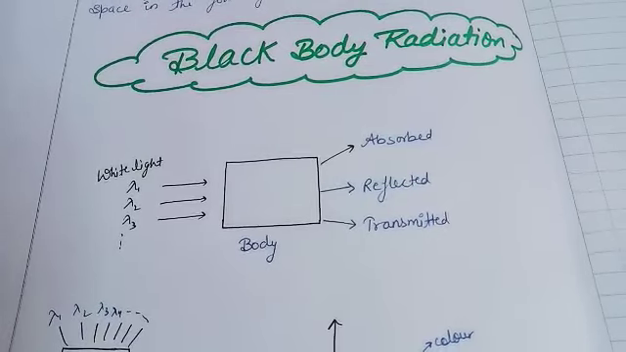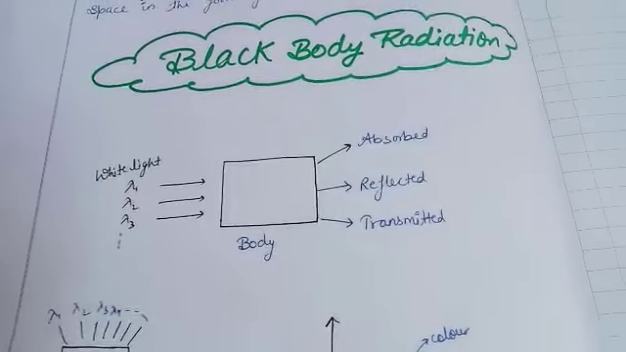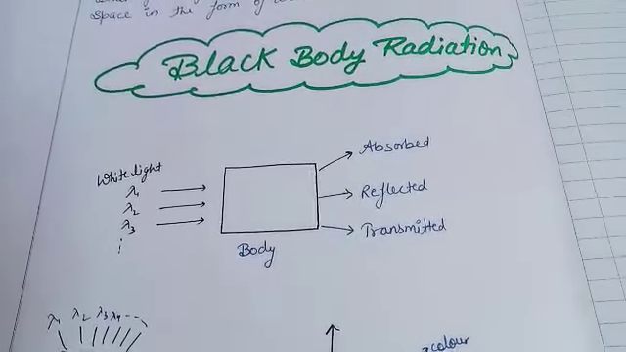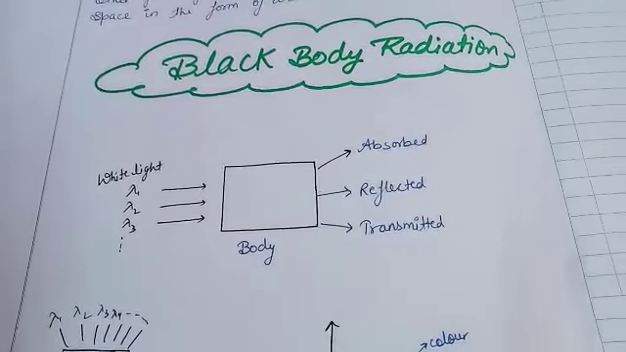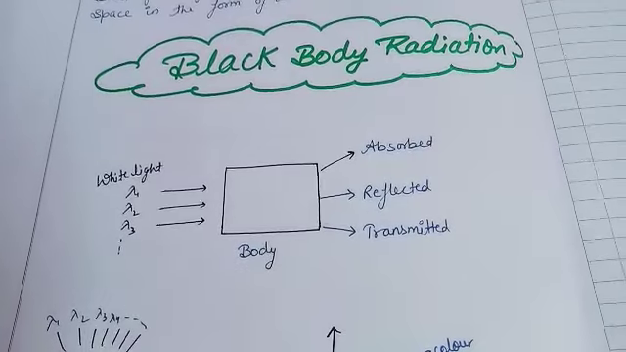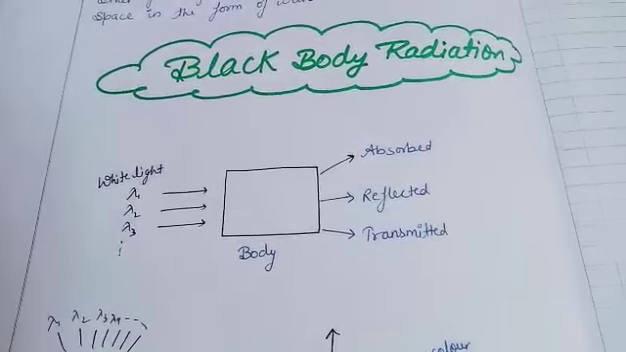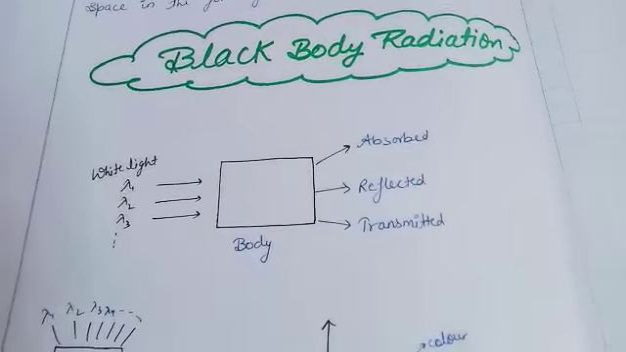According to that theory, I think you know that EM wave theory believed in the continuous generation of energy. This theory explained phenomena like diffraction and interference, but it failed to explain some phenomena like blackbody radiation and the photoelectric effect.